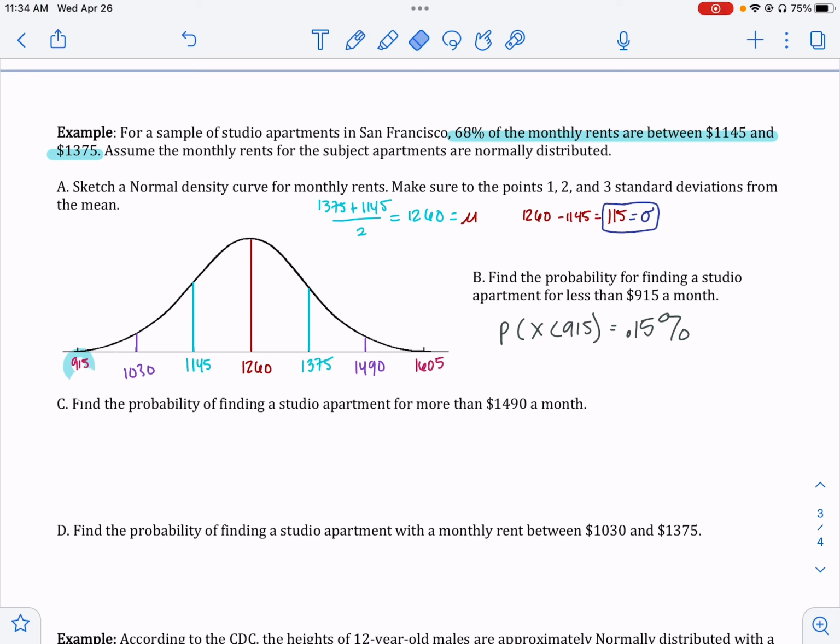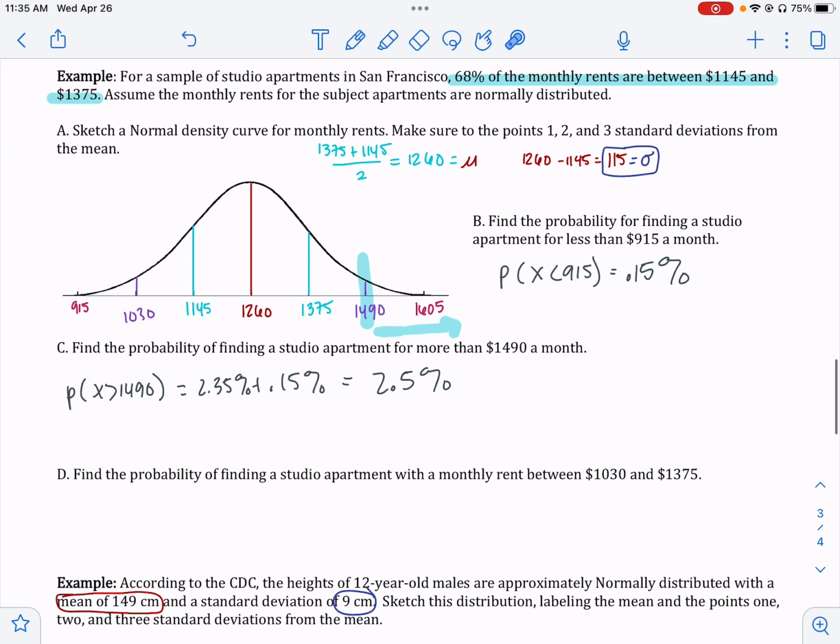All right, let's go ahead and look at the next question. Find the probability of finding a studio apartment for more than 1490. So this time we're looking for things that are larger than 1490. I'm going to find that 1490, it's right here. We're going this way. So that first chunk is going to be 2.35% plus 0.15%, and that gives us a total of 2.5%. So higher chances of finding one that is larger than 1490 than chances of finding one that's less than 915.